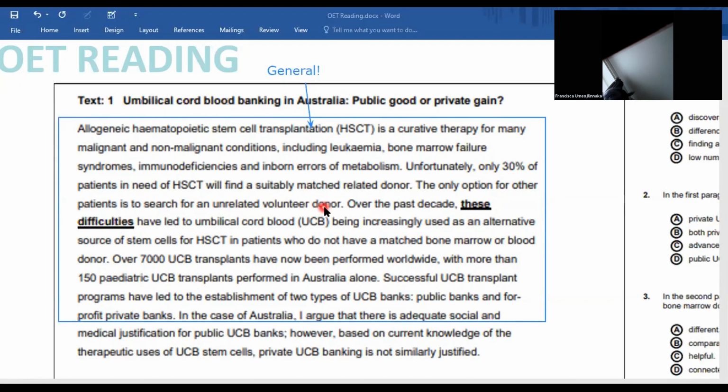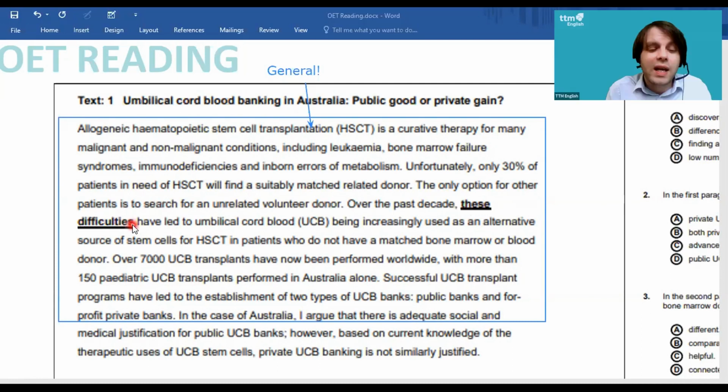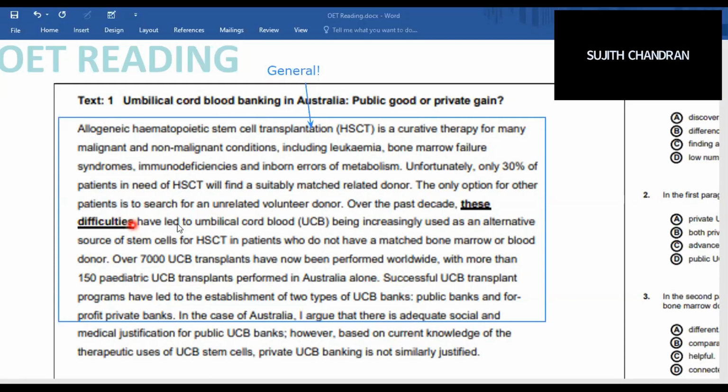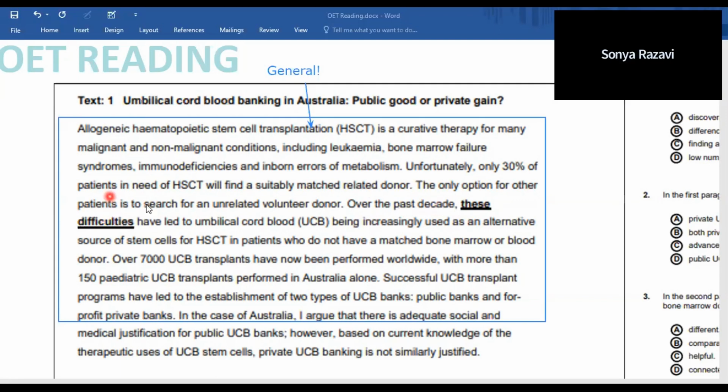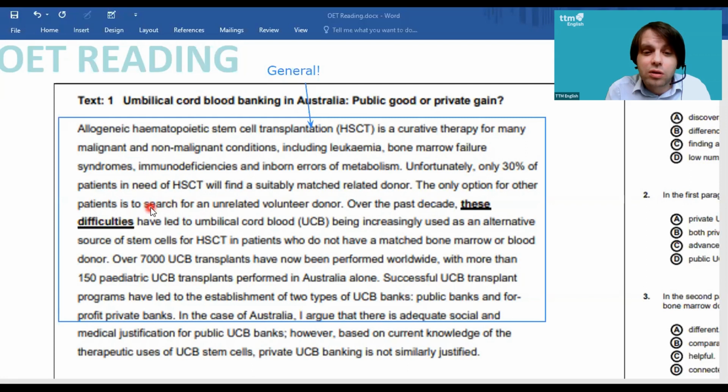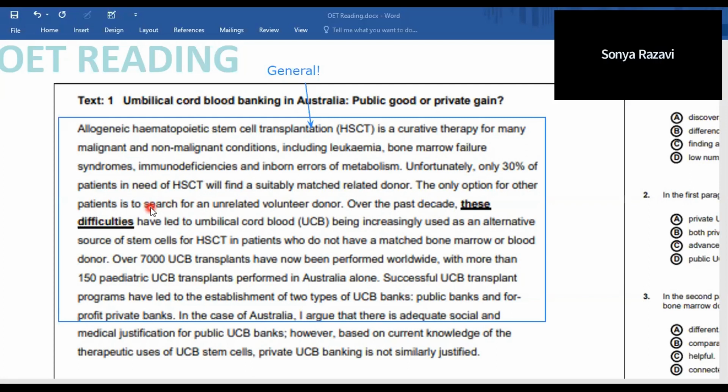Over the past decade, these difficulties have led to... What's the question again? What does "these difficulties" mean? Okay, we're going to carry on, but does anyone have any ideas? Maybe the search for an unrelated volunteer donor, the suitable match-related donor. It could be donors.